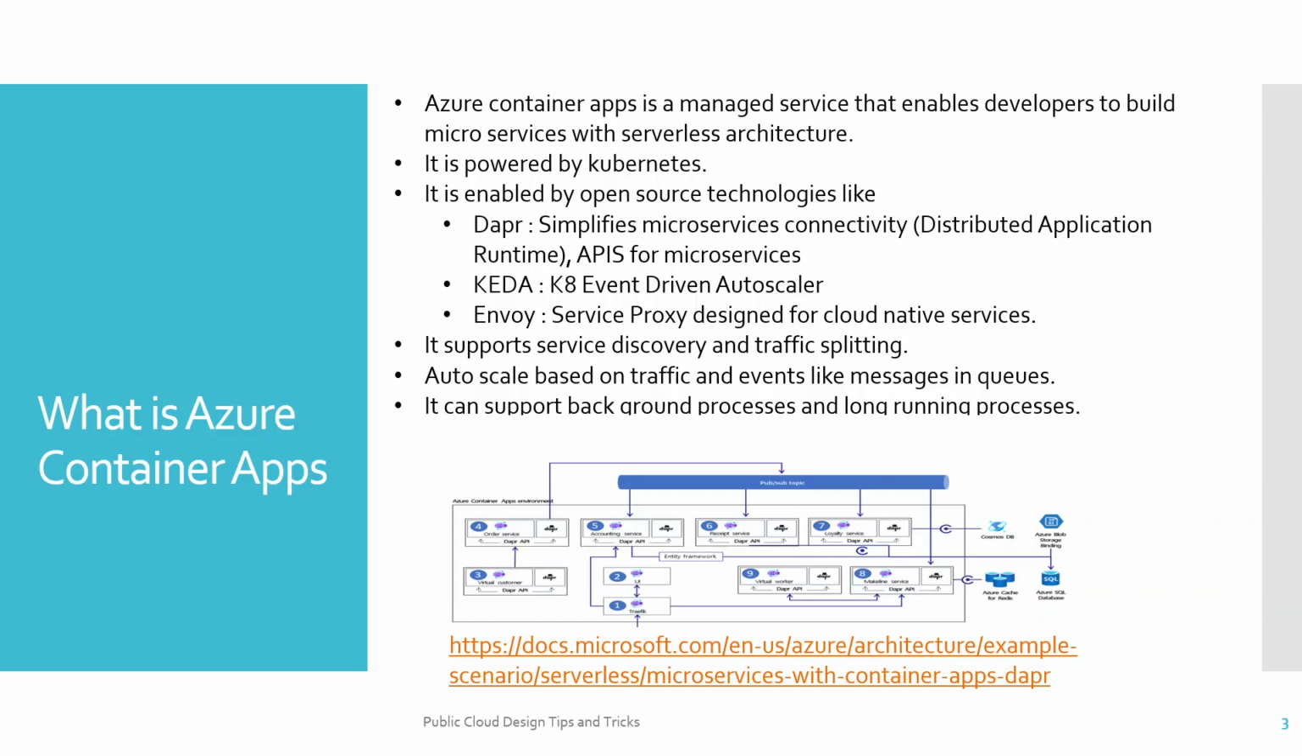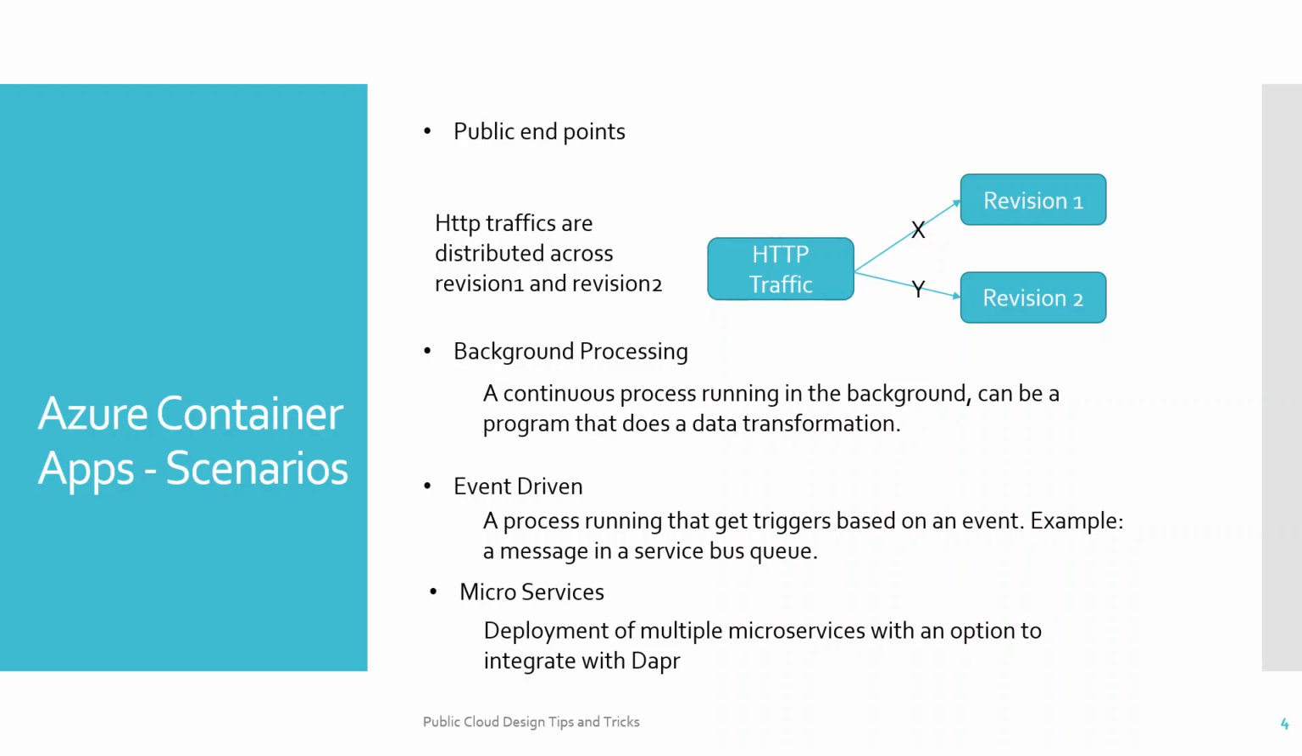It looks like this. Now there are different types of scenarios possible within Azure Container Apps. First is public endpoints, which are more web-based services or microservices, exposed to HTTP and HTTPS traffic, and that traffic is rerouted by some proxy to revision 1 and revision 2. Those are nothing but snapshots of container images, which we'll discuss later. So that is public endpoints.